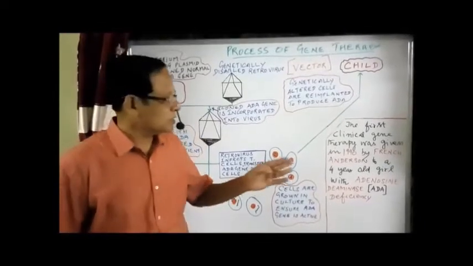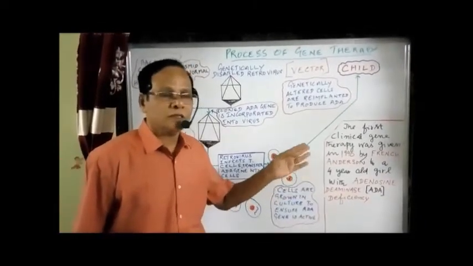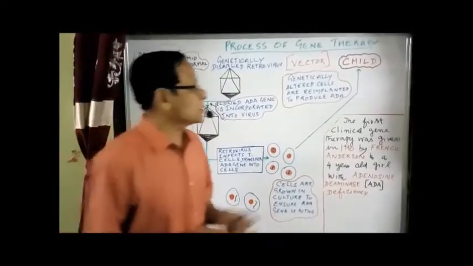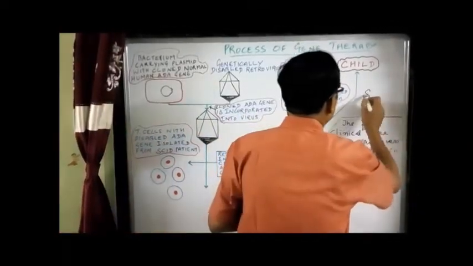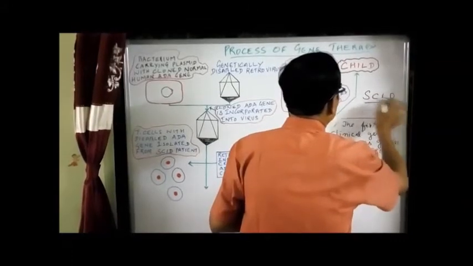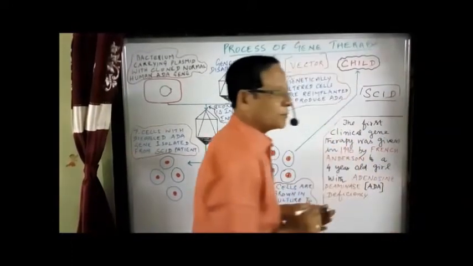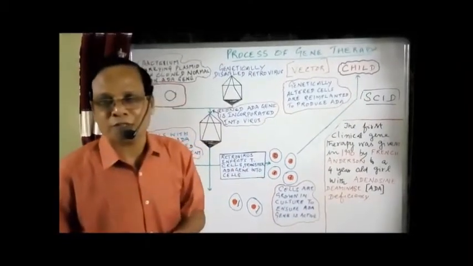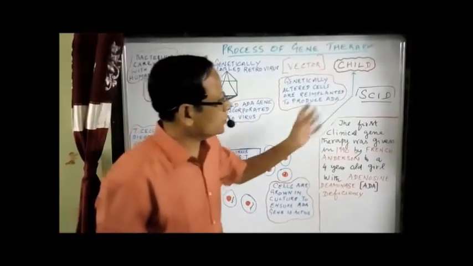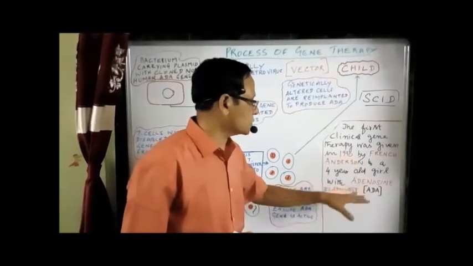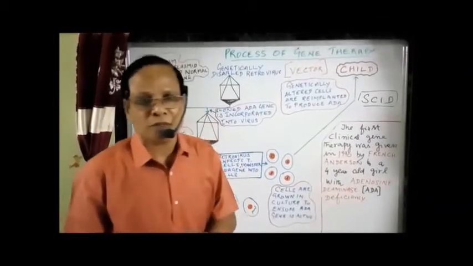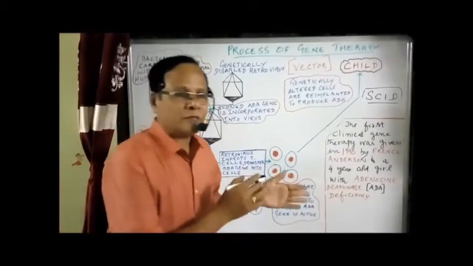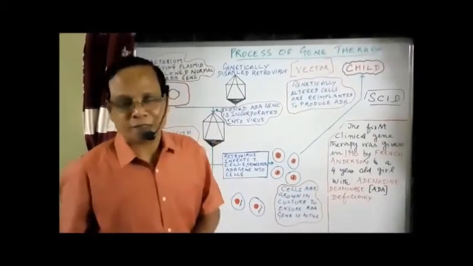So, what is that disease? Adenosine deaminase deficiency disease. This disease is normally called SCID, the expansion for that being severe combined immunodeficiency disease. It is a group of diseases. One such disease is adenosine deaminase deficiency, simply called ADA. Now, for the treatment of the disease, there are different methods that are adopted.